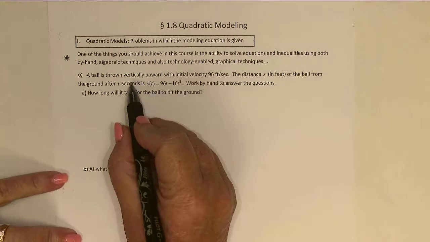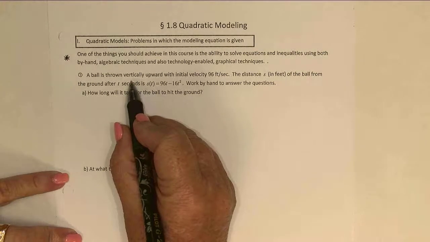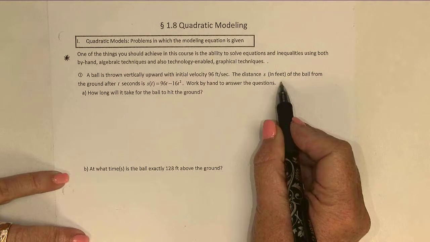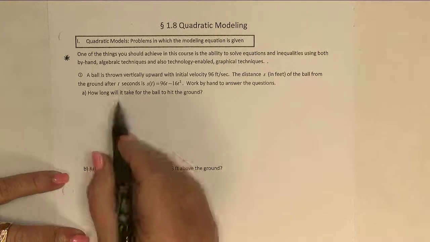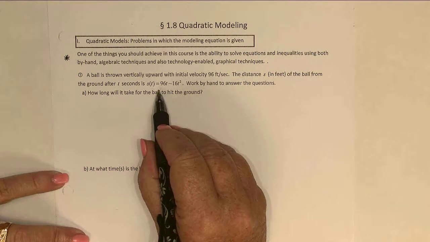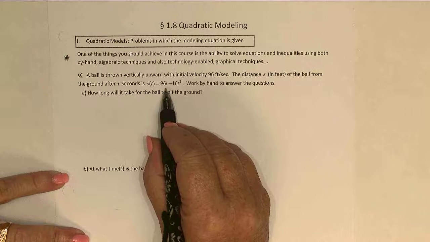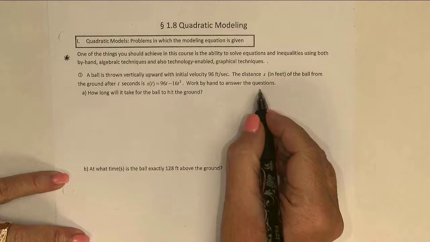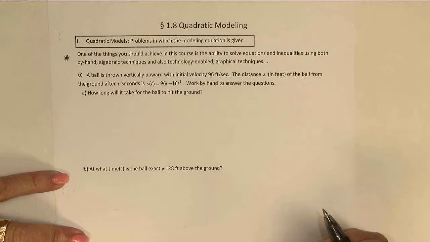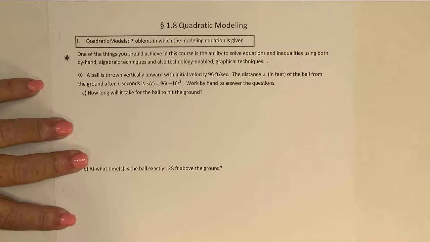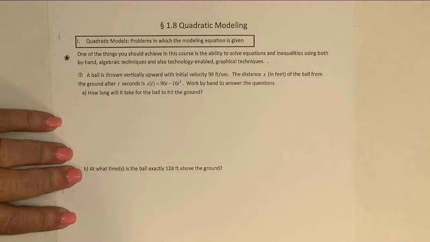All right, so we have a ball thrown vertically upward with initial velocity 96 feet per second. The distance, s in feet, from the ground after t seconds is given by this quadratic equation. S of t equals 96t minus 16t squared. For this problem, as we answer our questions, we'll work by hand. The first question is, how long will it take for the ball to hit the ground?